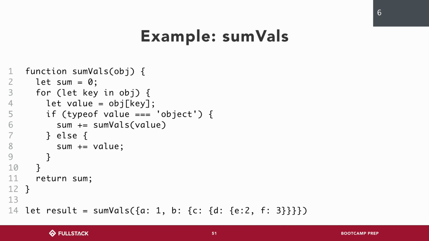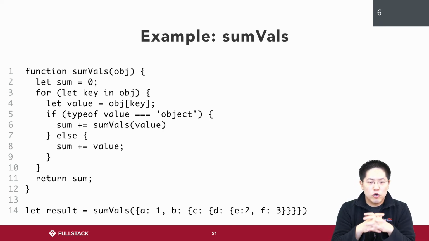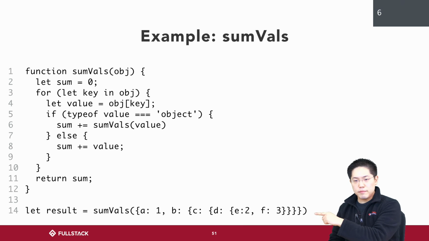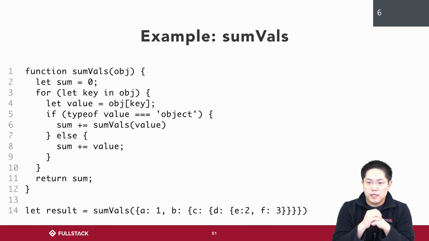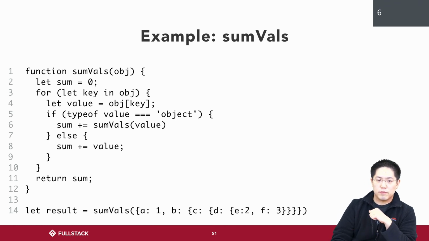So again, it's the same idea that we just did with concatenation. We're passing up the value each time until we hit a base case. Our base case here being when we find an object that has no key value pairs where the values are also objects, right? So in this case, the object right here with E2, F3 is our base case because it has no more values that are also objects.